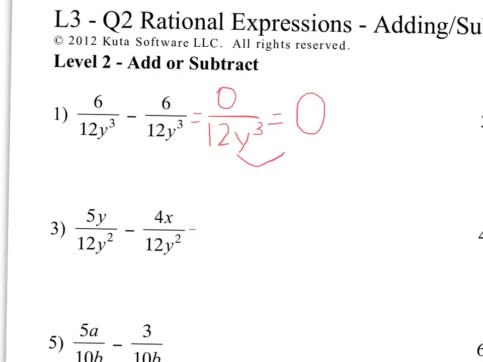So if you move on to the next one, you're going to have the 12y squared for your denominator again, and you're going to take 5y minus 4x. Now we can't subtract anything because they do not have the same variable, so actually this would be our final answer.